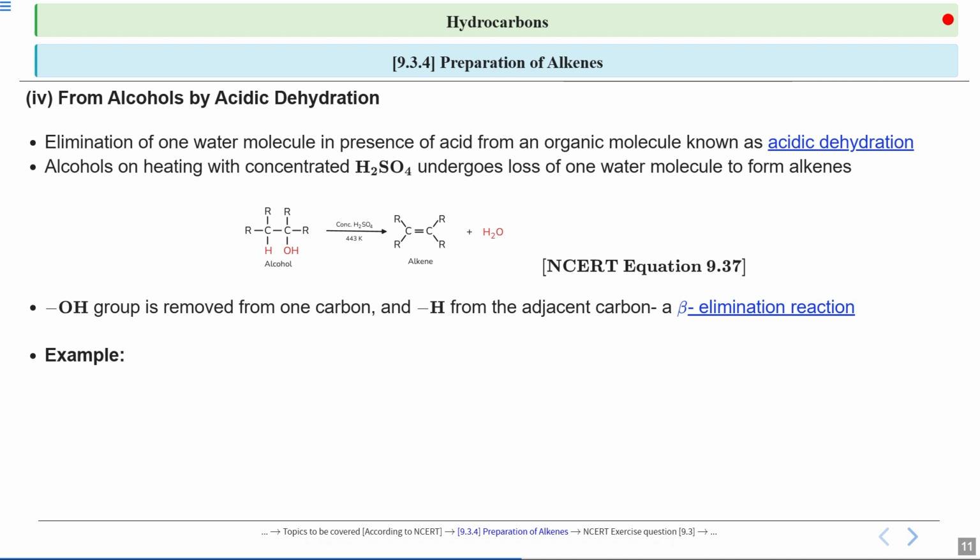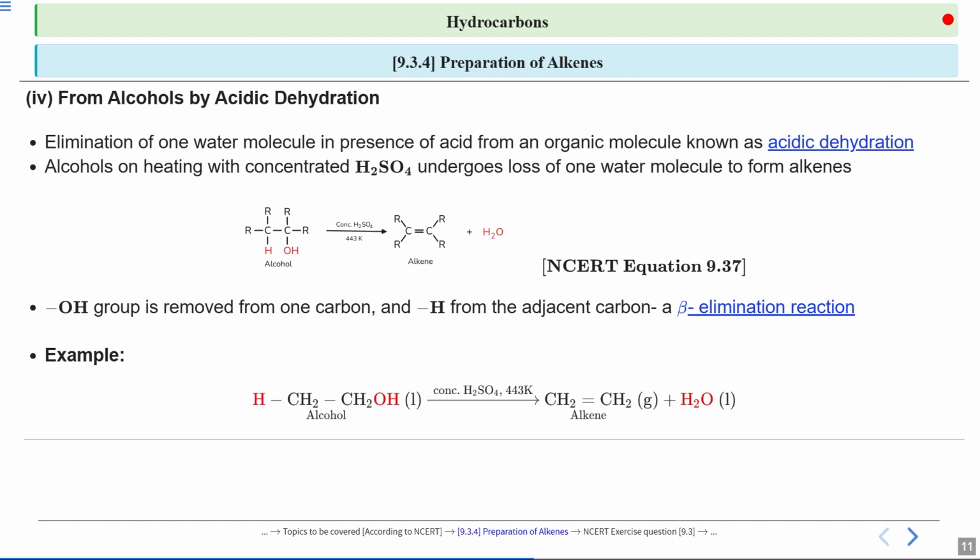Can we take some specific example? Yes. So we have taken alcohol, which is ethanol. If you react your ethanol with concentrated sulfuric acid at 443 Kelvin, it gives us water and alkene.